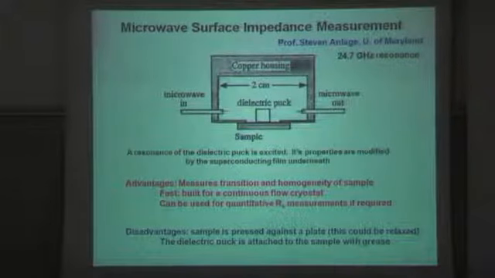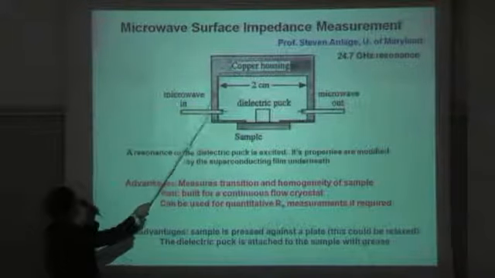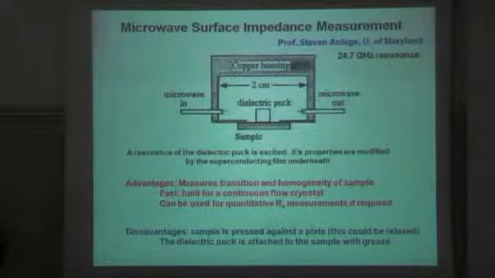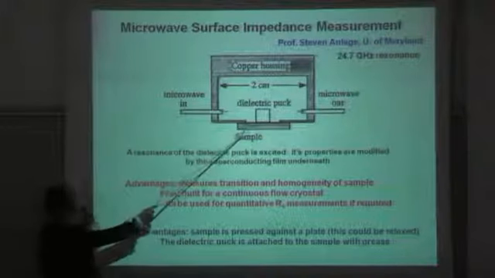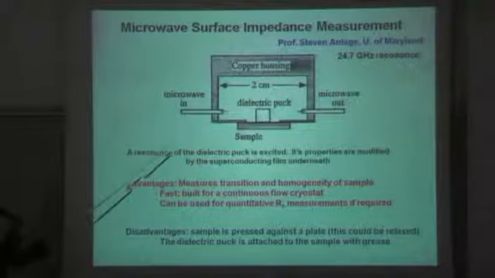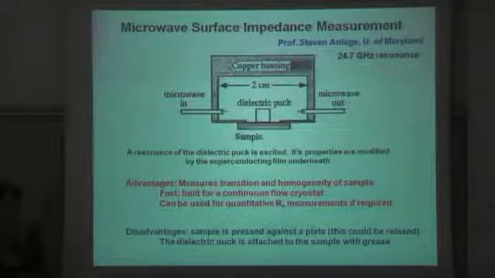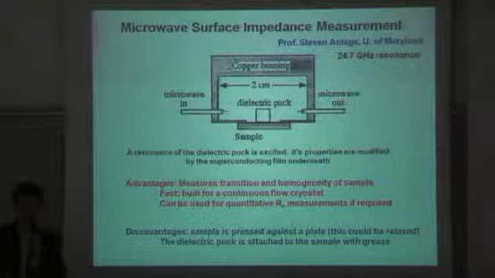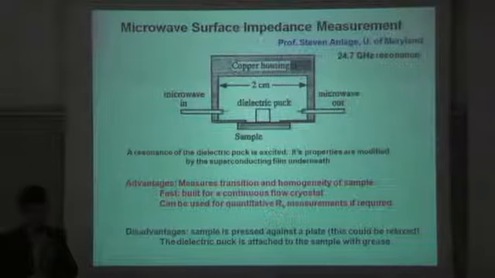The other thing we've done is to borrow a dielectric puck resonator from Steve Anlage at the University of Maryland. We can use this to potentially measure the surface resistance at about 25 gigahertz. We just want a way to screen our samples before we send them to the collaborators for characterization. And of course, once we have our large area films, we will be more than happy to send samples to people who are interested in measuring them.